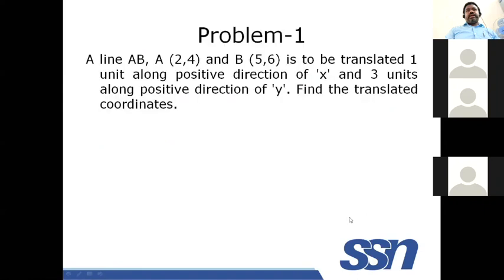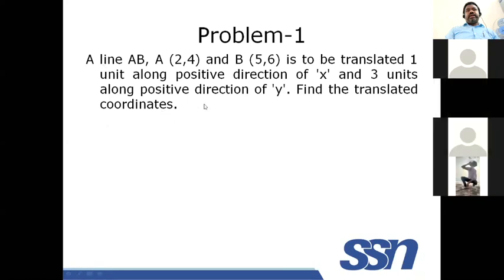Now we are going to a problem, how to solve it. A line AB. One end A is 2, 4. Point B is 5, 6. It is to be translated 1 unit along the positive x direction, t suffix x, and 3 units along the positive direction of y, t suffix y. Find the translated coordinates. It's a very simple problem. How to solve this problem?